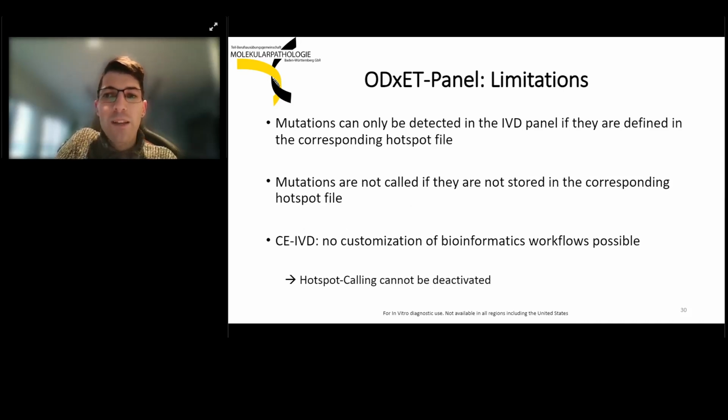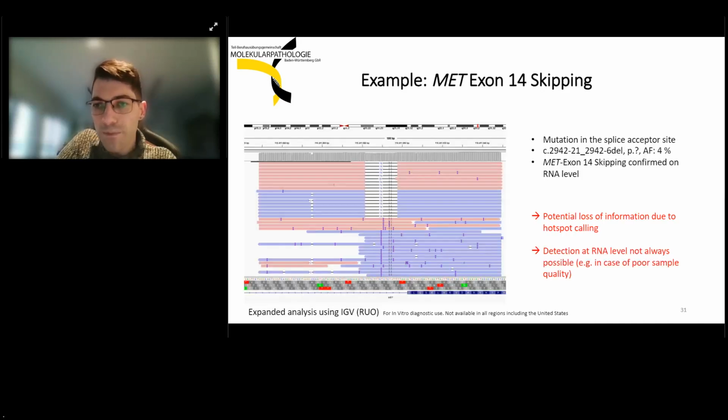So now I'd like to point out some limitations of the ODxET panel. The ODxET panel can only detect mutations if they are defined in the corresponding hotspot file. This means if variants are not contained in this file, they cannot be detected even if they are present in the respective BAM files. Since the ODxET assays are CE-IVD assays, there is no customization of the bioinformatic workflows possible.